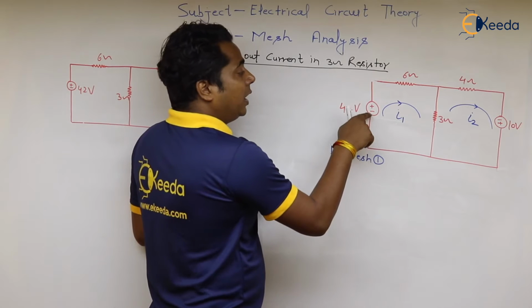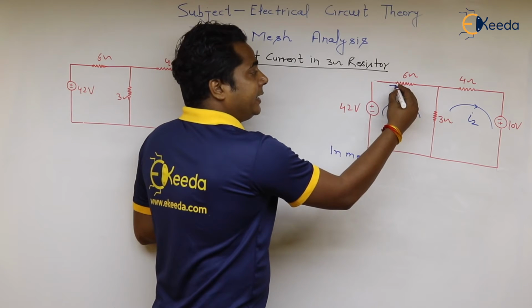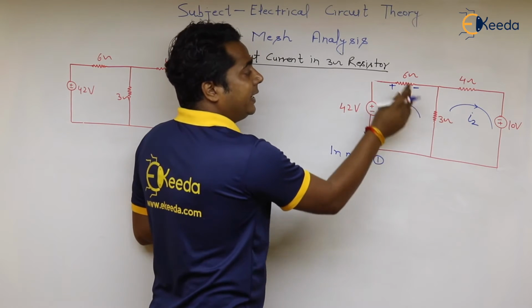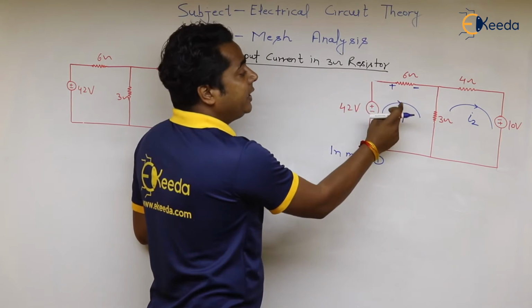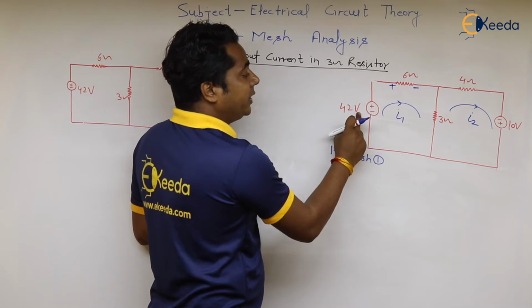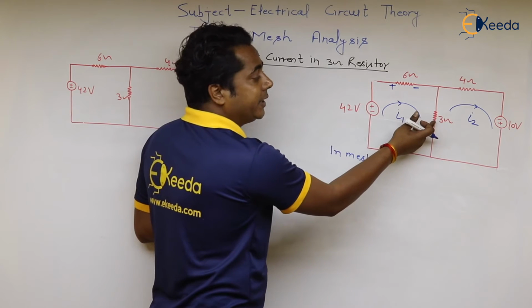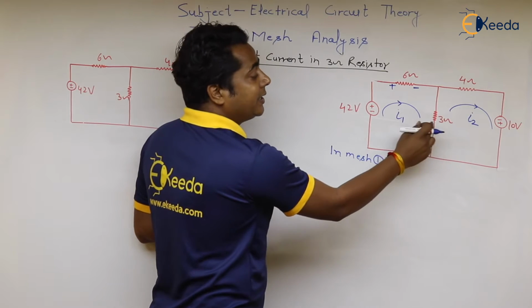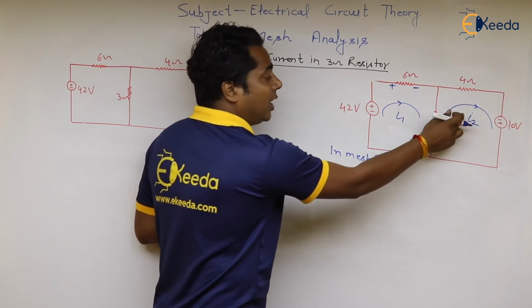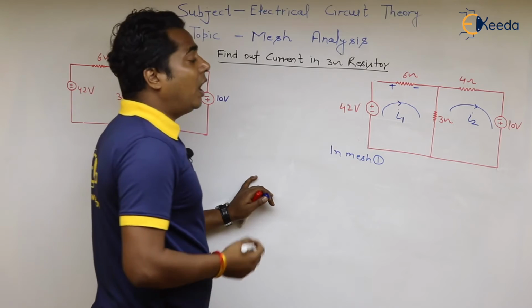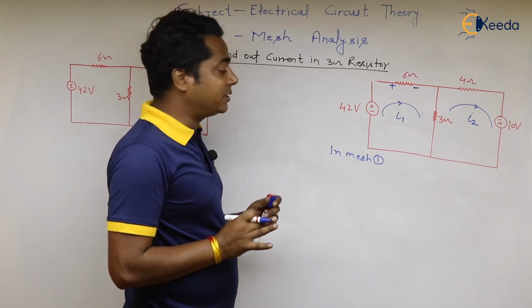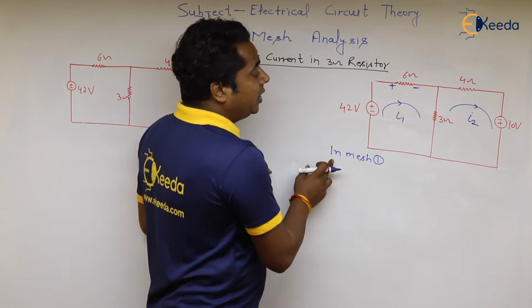We know that the current entering is at higher potential and current leaving is at lower potential. In this 6 ohm resistor, only current I1 is flowing. In the 42 volt source, I1 is flowing, but in the 3 ohm resistor, I1 and I2 both are flowing, and the directions of I1 and I2 are opposite. So how will we assign the sign? It is very important to understand. So in mesh 1, what will I write?